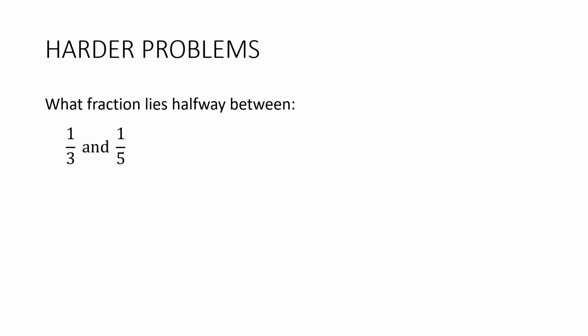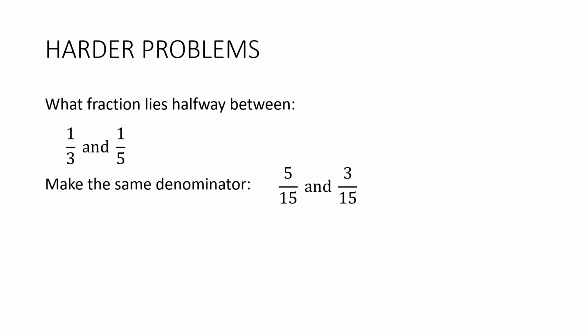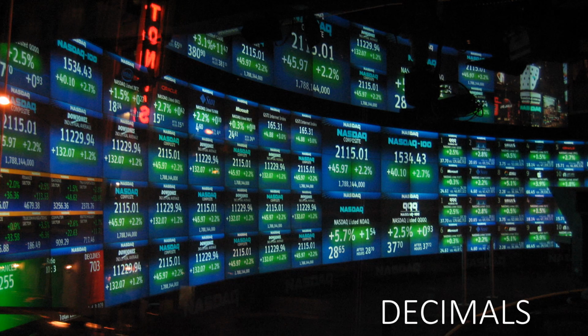Last question. What fraction lies halfway between 1/3 and 1/5? Again, we need common denominators, so let's go to 15ths. We're going to have 5/15 and 3/15. A fraction that lies halfway between 3/15 and 5/15 is 4/15. Okay, that's the end of this topic on fractions. Our next topic for number is decimals.